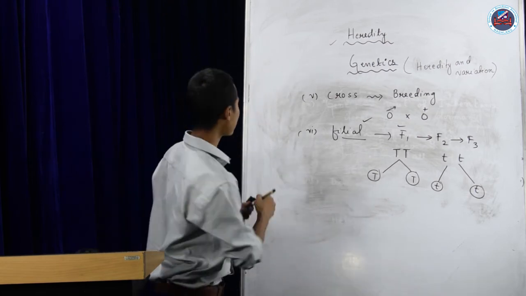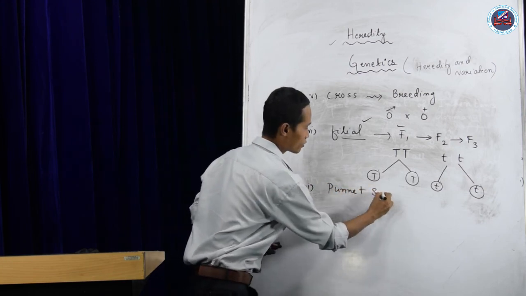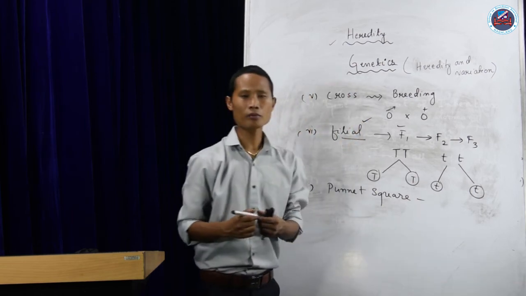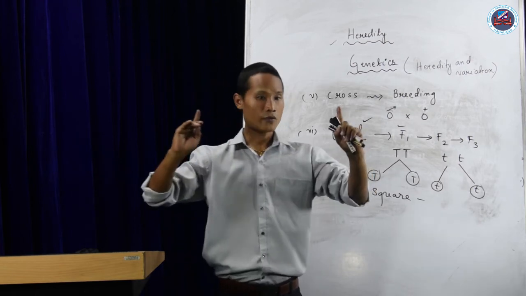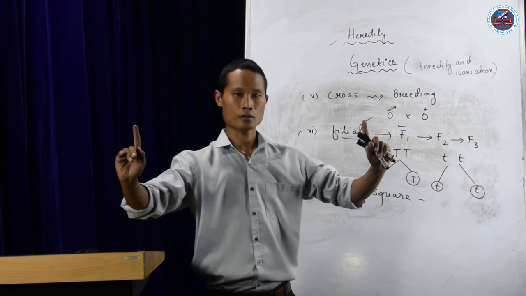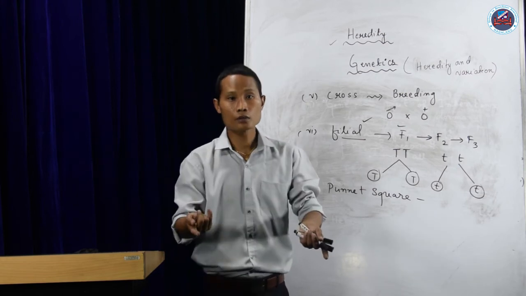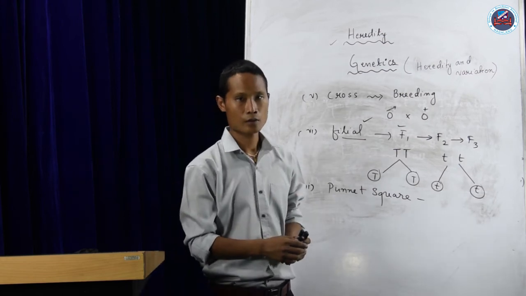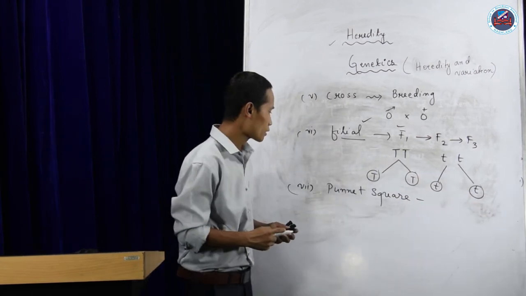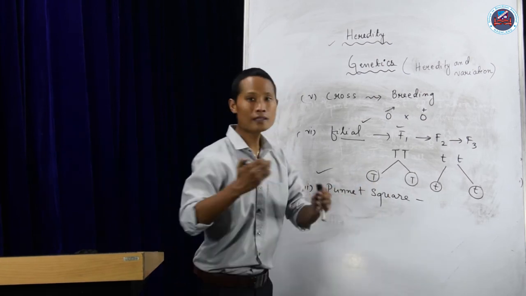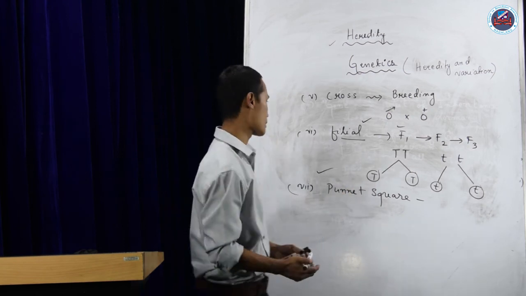The next is the Punnett square. The Punnett square is about probability, the probability of the character in the next generation. For example, if I select one tall plant and one short plant, what would be the probability of producing a tall plant, or the probability of a short plant? The Punnett square helps find the probability of the character of a plant.